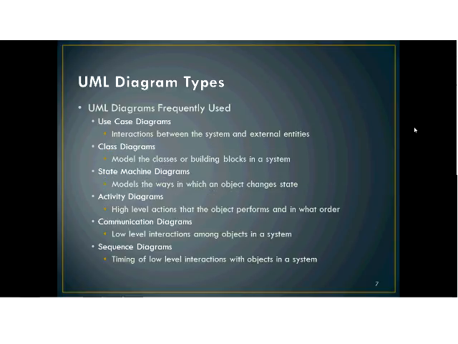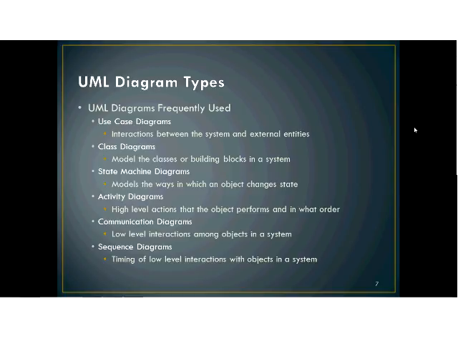There are 6 UML diagrams that are used quite frequently out of these 13 when designing software, and we will be using each type to help us design our ATM case study from the book. The first is the use case diagram that models the interactions between the system and external entities. Next is the class diagram that helps us model our building blocks or classes of a system. State machine diagrams allow us to model the way in which an object changes state.